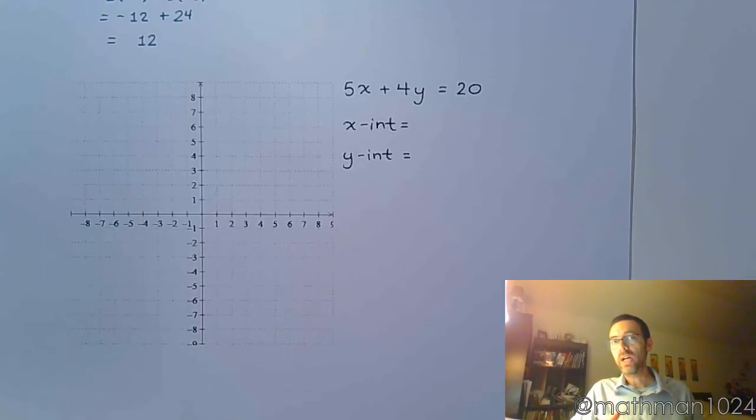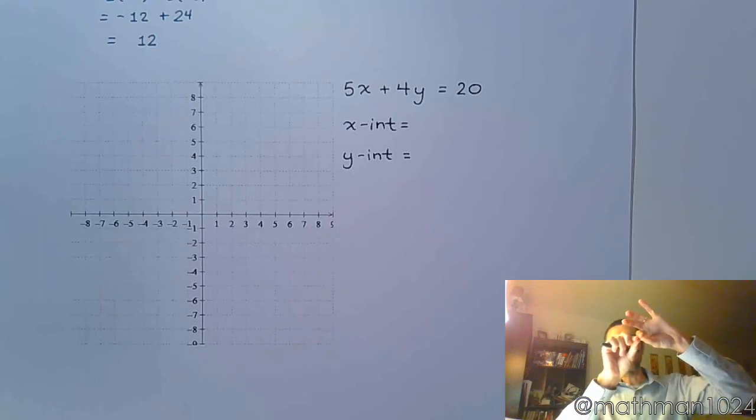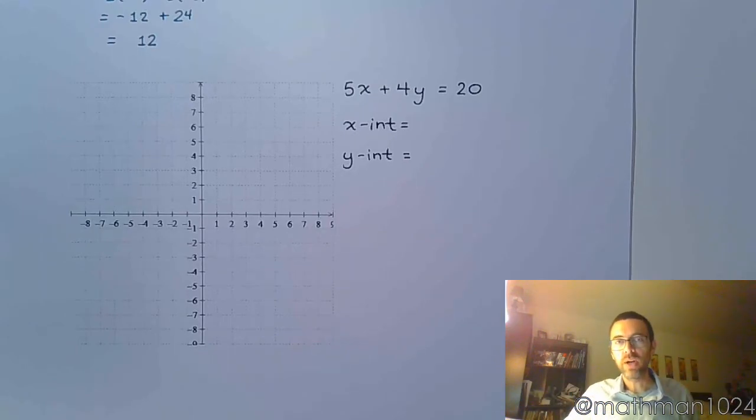Now really when you graph a line, it just takes 2 points, and as long as you draw the line through those guys, you should be fine. But when they ask you specifically to graph using the intercepts, you've got to make sure you plot those guys for your points.